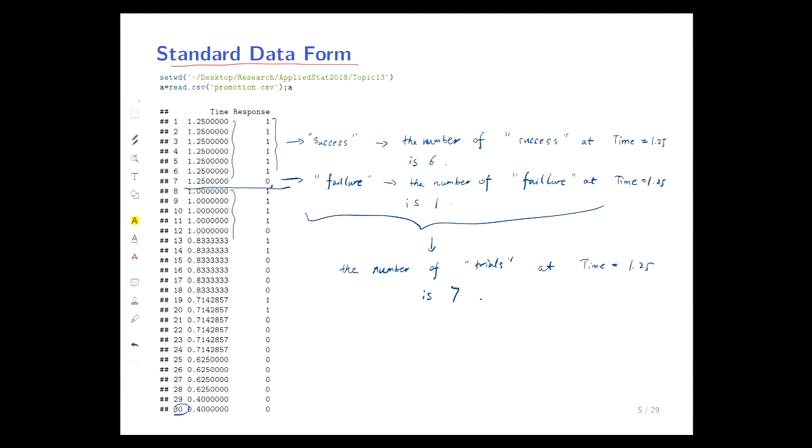Similarly, we can look at the other category for the value of time. In this category, we have time equals 1. We can also compute the number of successes, which is 4, and the number of failures, which is 0, and the number of trials equals 5. So for each category, or each value of the time, we can compute the number of successes, the number of failures, and also the number of trials.